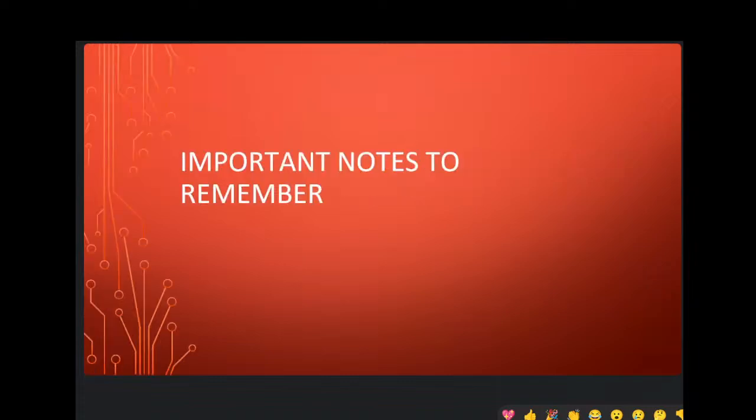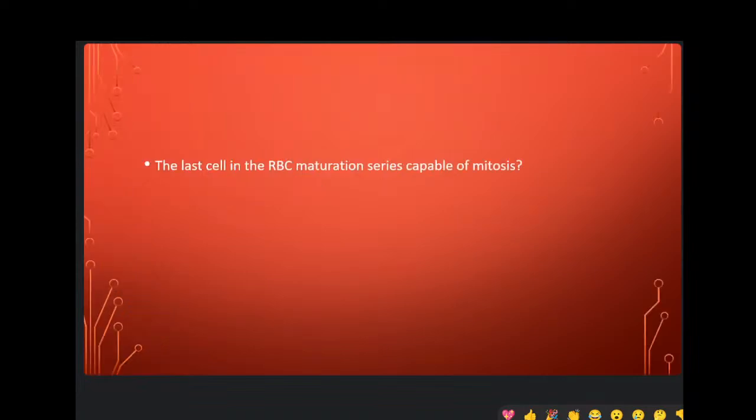I think we still have more. Important notes to remember include board exam. By the way, if there is something that you need to remember, this part of the discussion is it. So what are the things that we need to remember? Let's start with the first one. Board exam question number 1. The last cell in the RBC maturation series capable of mitosis is the what? The polychromatophilic normoblast, also known as your rubricyte.